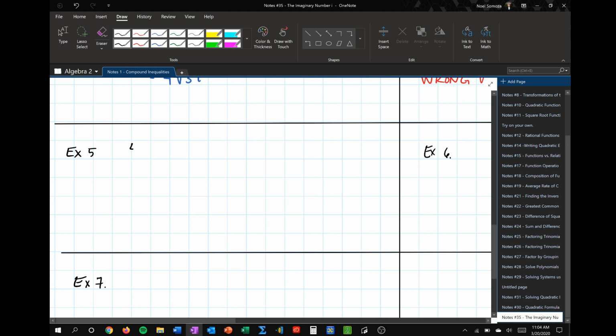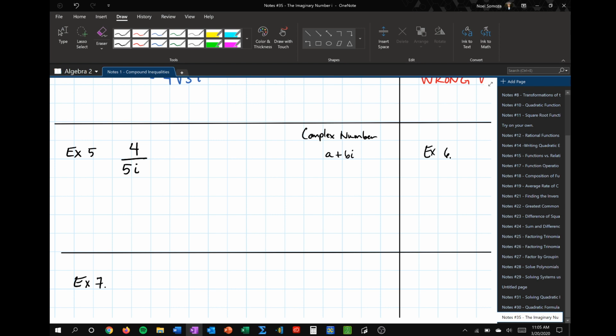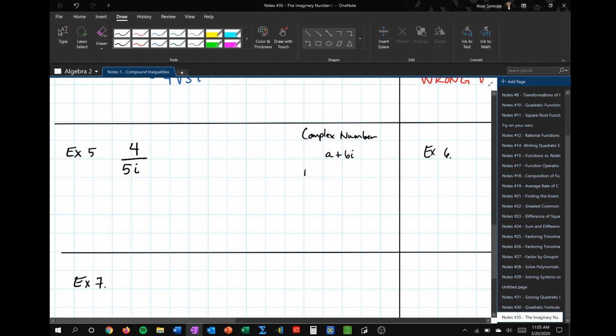Let's say you're given an expression such as 4 over 5i. So I'm going to take a little detour here. Remember when we looked at a complex number? It had the form a plus bi. The key thing about this is that if you are going to have an imaginary number, or a complex number, I needs to be in the numerator. I cannot exist in the denominator. So this process that we're going to go through right now is called rationalizing.